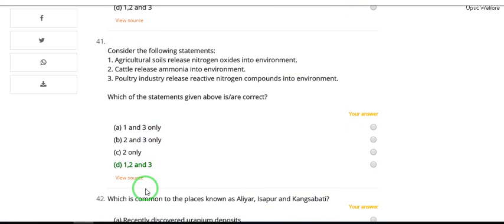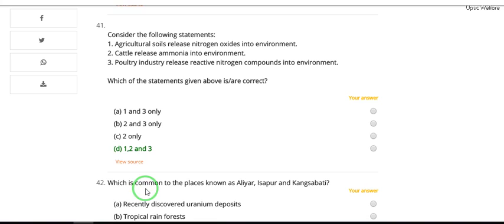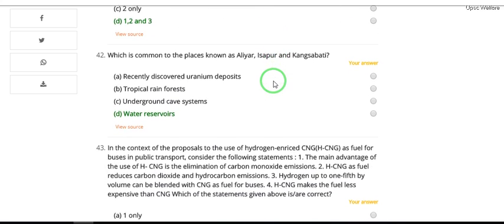Now 41, consider the following statements: agricultural soil releases nitrogen oxide into the environment, of course, because we are using fertilizer, as we know. So it releases nitrogen oxide into the atmosphere. Definitely we can say cattle release ammonia into the environment, of course, because as we know there is a huge amount of ammonia from cattle urine. And third, the poultry industry releases reactive nitrogen compounds into the environment, of course. So 1, 2, 3, this is a very common question.